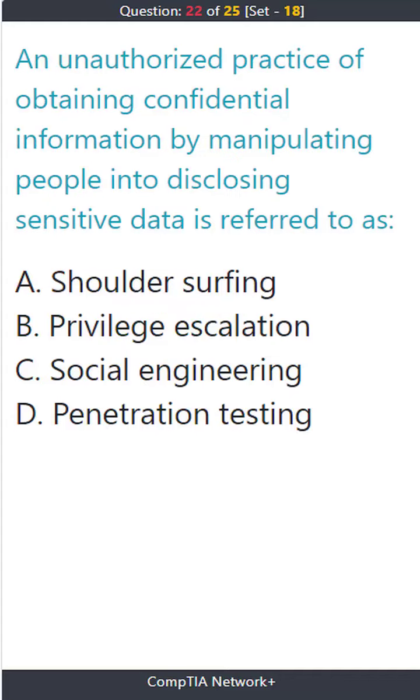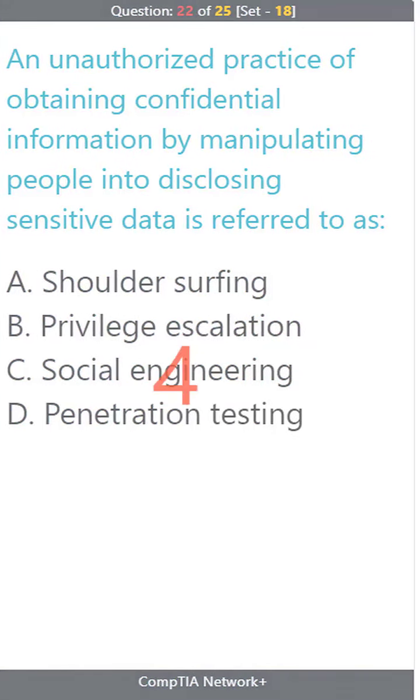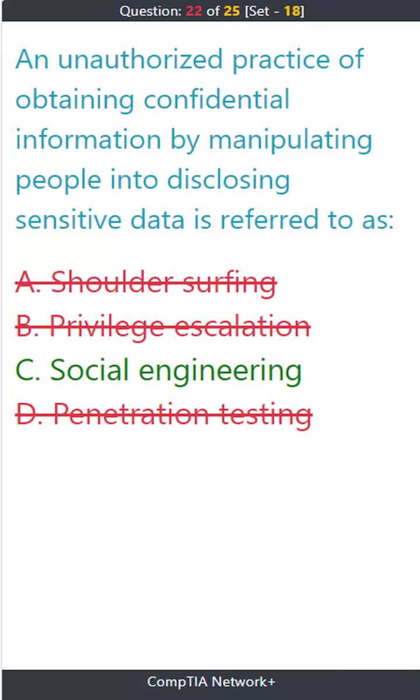Question 22. An unauthorized practice of obtaining confidential information by manipulating people into disclosing sensitive data is referred to as: A. Shoulder surfing. B. Privilege escalation. C. Social engineering. D. Penetration testing. The correct answer is C. Social engineering.